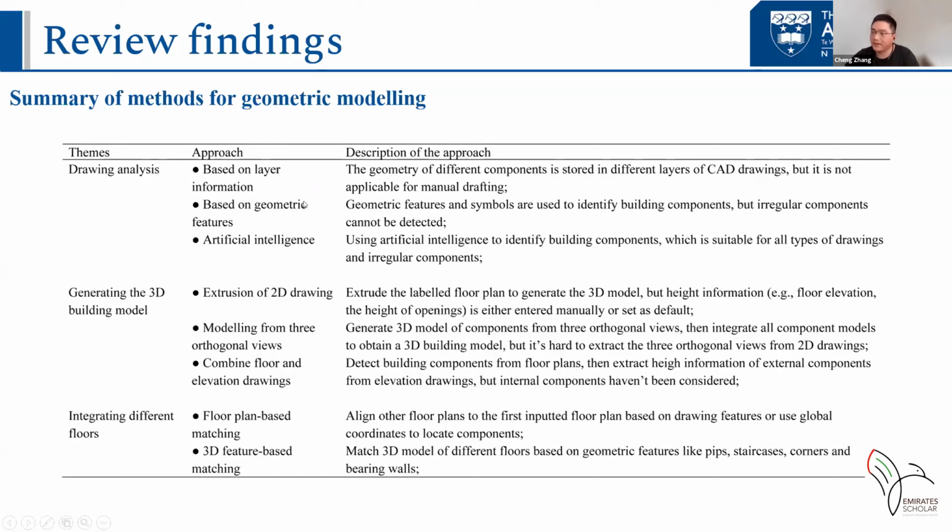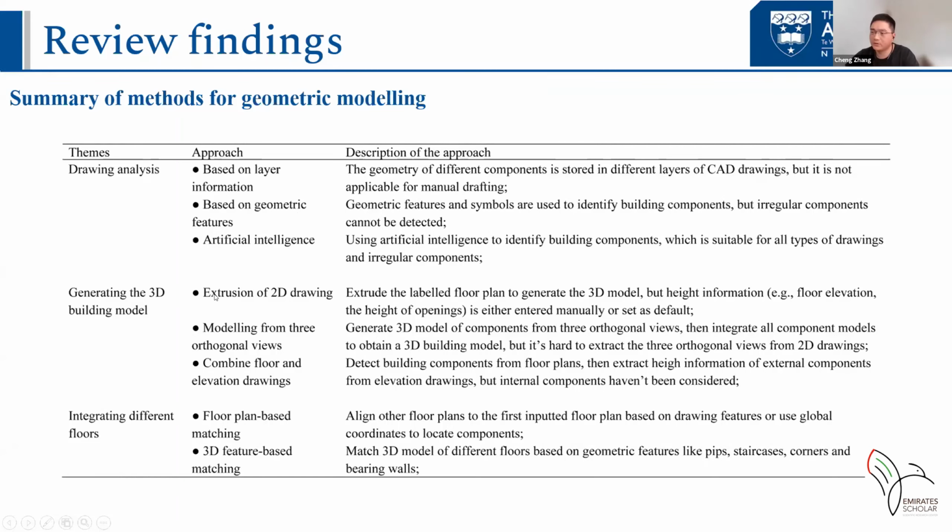The second method is based on geometric features, like identifying building components based on geometric features and symbols, but irregular components cannot be detected. And the last method is based on artificial intelligence to identify building components, and it is suitable for all types of drawings and components.